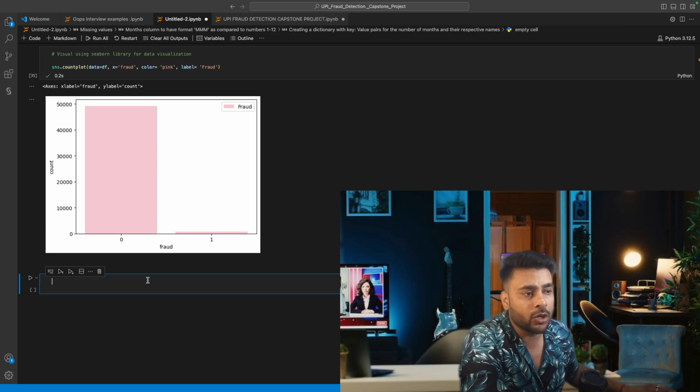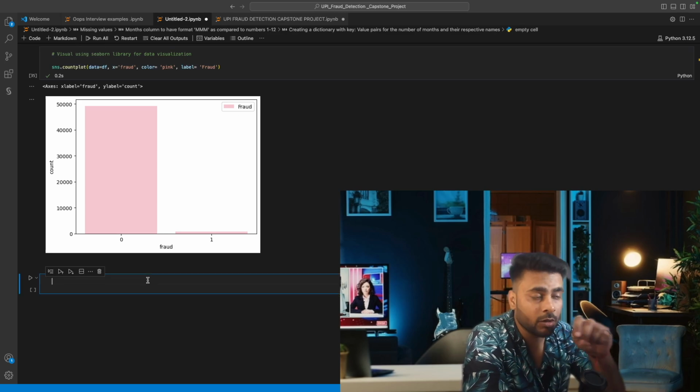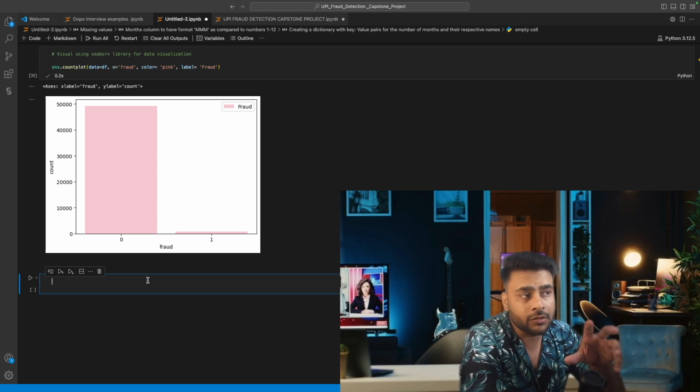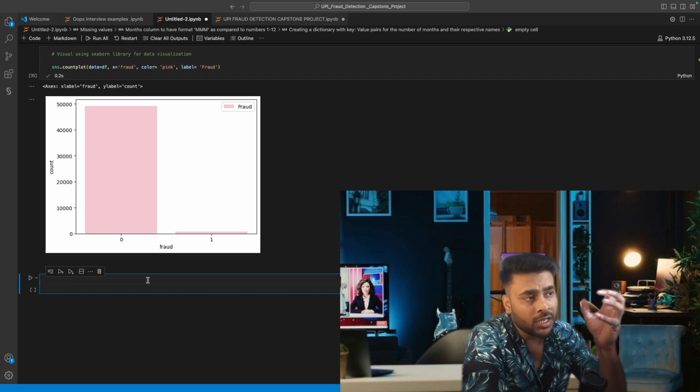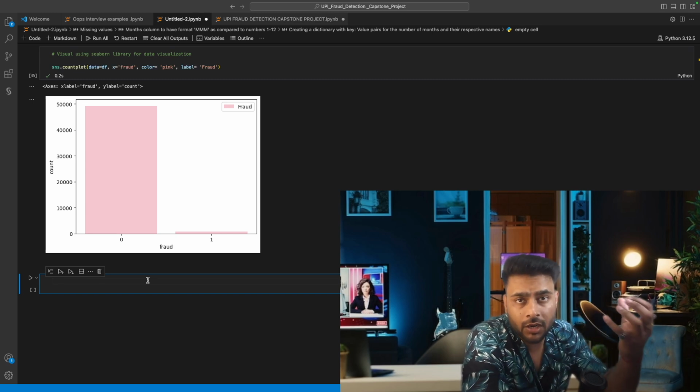So what we are going to do is we are going to take two separate data sets now. One which is non-fraud transactions, one that is only fraud transactions. Then we are going to analyze the fraud transactions and build upon it.